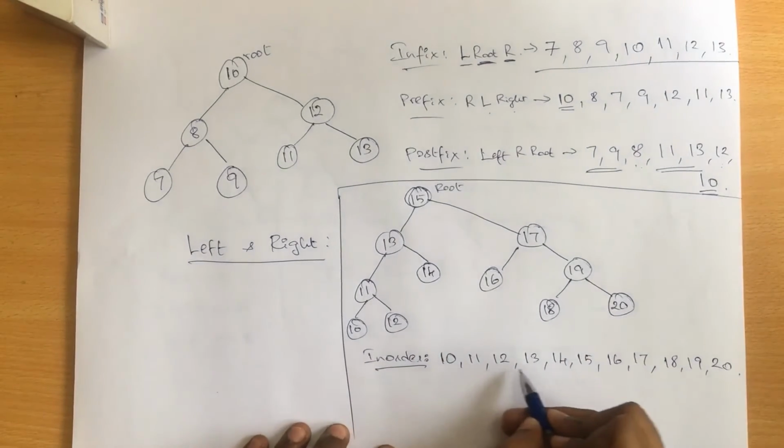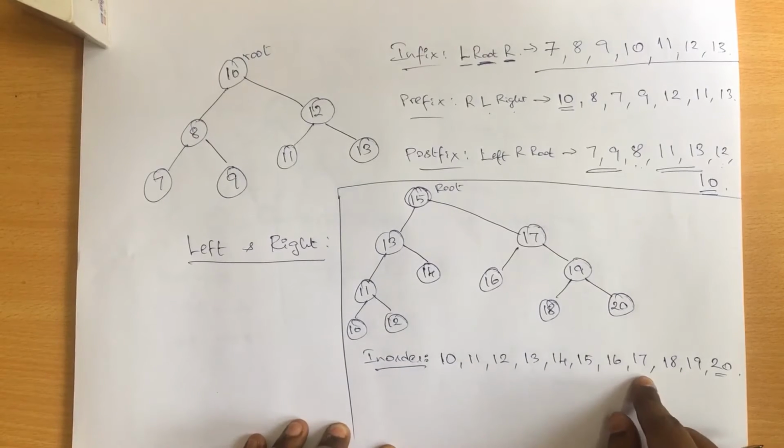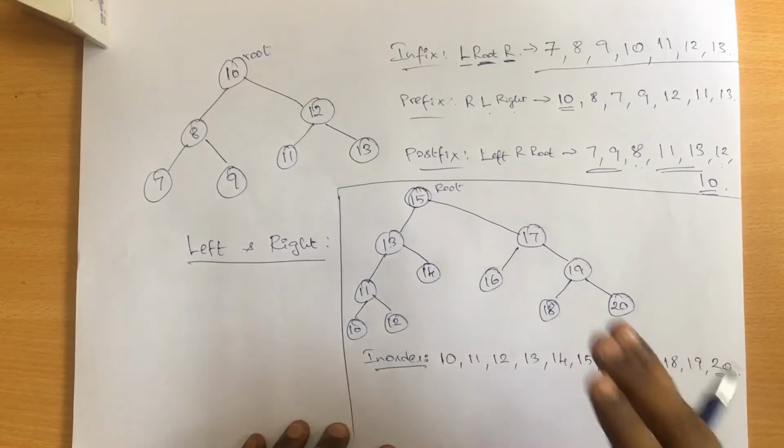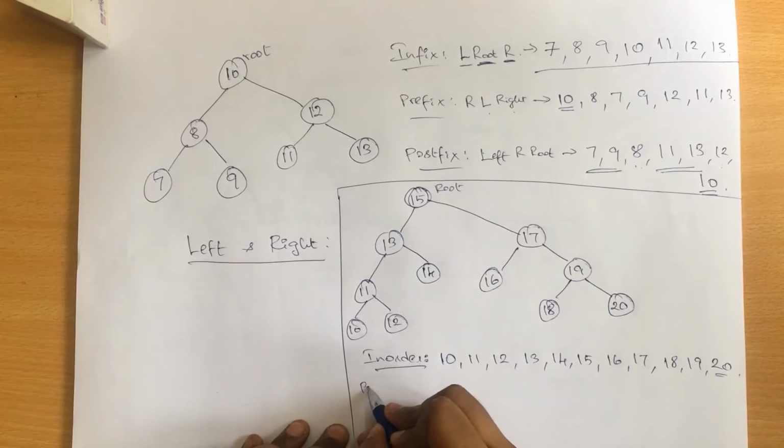So now see here: 10, 11, 12, 13, 14, 15 until 20, we have all the elements in increasing order. So this is going to be an increasing form, and this again says that it is in-order format. Now let's go with prefix or pre-order.